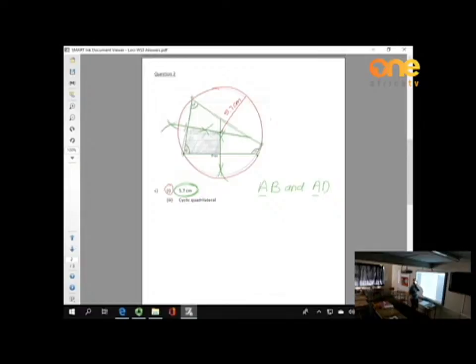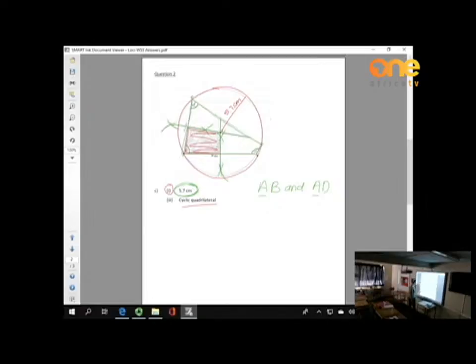Write down the special name for quadrilateral ABCD. This will be a cyclic quadrilateral. Shade the region inside the quadrilateral which is nearer to A than it is to B and nearer to A than it is to D. So here is A, there's B, nearer to A and nearer to A than D. So it will be this part that you shade. That is question number 2.